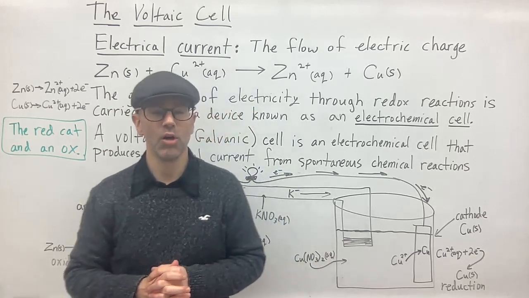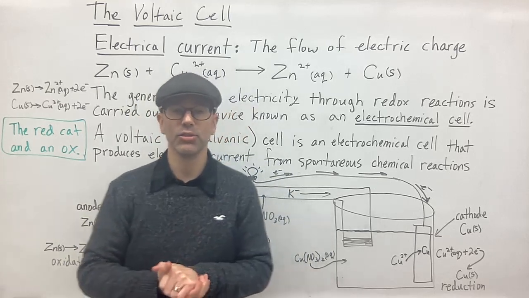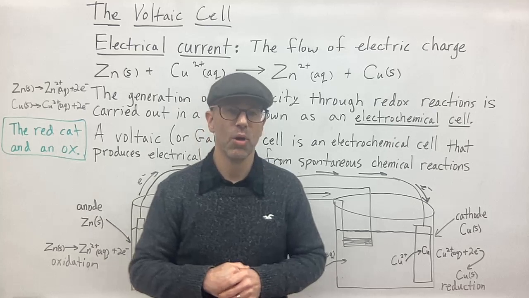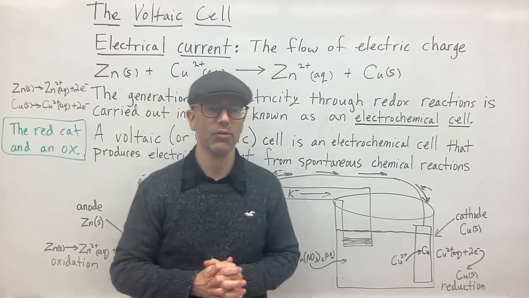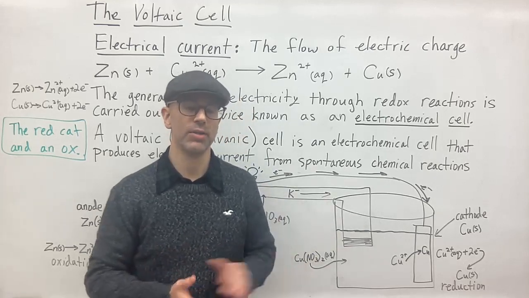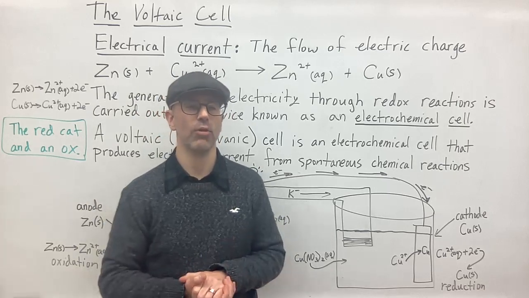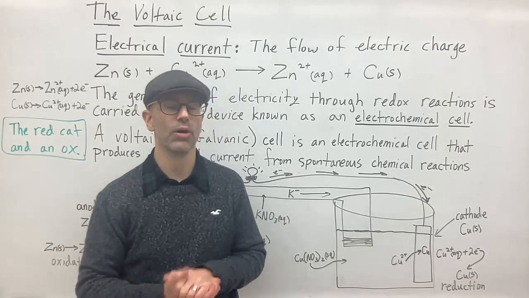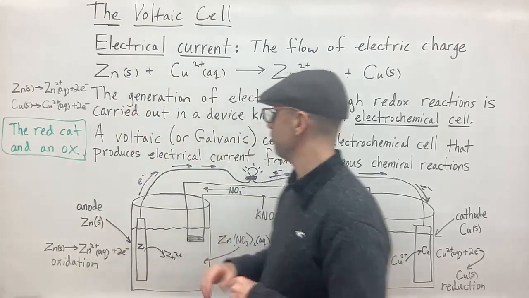The other one is called an electrolytic cell. An electrolytic cell is where you are using energy to make a non-spontaneous reaction go. We'll talk about electrolytic cells in a later video. Here we're going to focus on voltaic or galvanic cells. Okay, so let's get into galvanic cells.